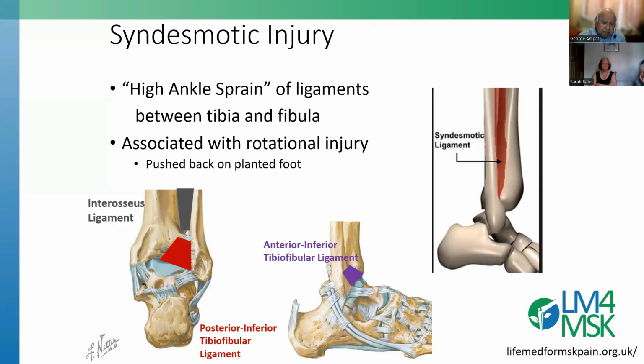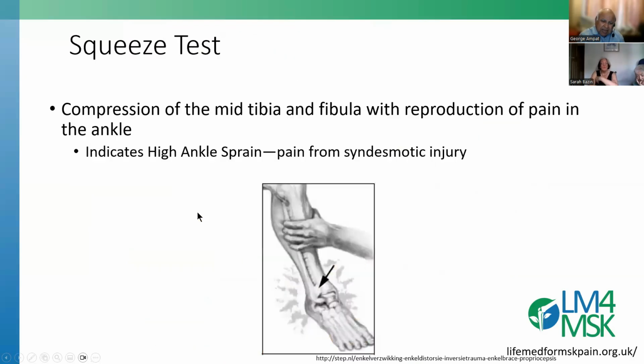As I said, sometimes there will be a high ankle sprain. So this is the low ankle sprain, when the anterior talofibular and the lateral calcaneofibular ligaments are damaged. But sometimes the anterior inferior tibiofibular and the posterior inferior tibiofibular ligaments may be damaged. Then it is a high ankle sprain. There will be more pain, and when you squeeze the leg, not the foot, there is increased pain because that is where the ligaments are broken.